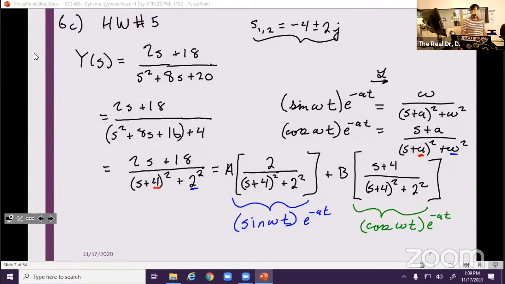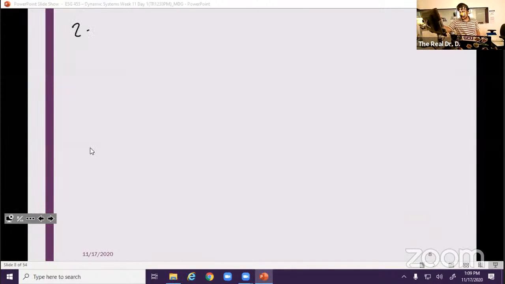Now we multiply through by the denominator, right? Because we're doing our standard partial fraction expansion. And the nice thing is that all of these things have the same denominator, right? Because they all have the same denominator, we end up with 2s plus 18 is equal to 2 times a plus b times s plus 18 times b.